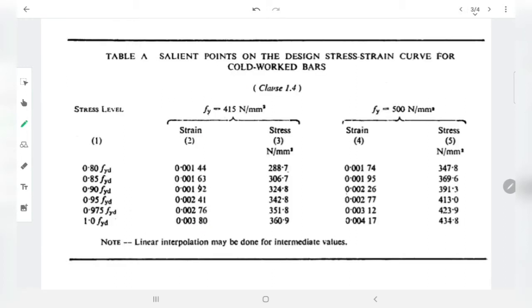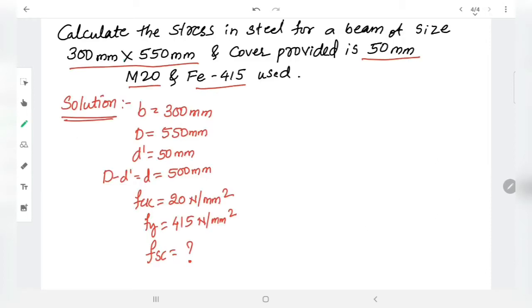Here we have a chart for FSC. To calculate the value of FSC, we have a chart that is given in the SP16 code. We will use this chart and find the value of FSC. This is Fe415. For Fe415 steel, we are going to find the value of FSC. This is the stress, whereas before that you need to find the strain, epsilon SC.